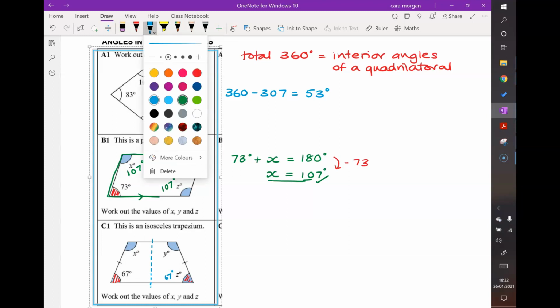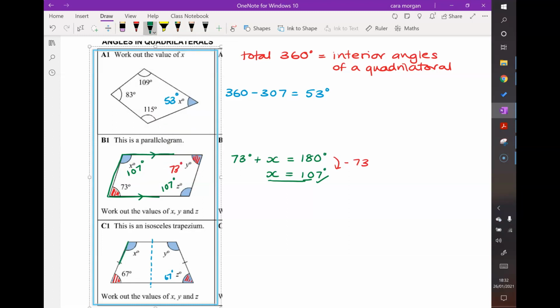There's a couple of different ways that I could work that out, but I would like to use co-interior angle knowledge because that's going to come in useful in the next topic that we're going to do as well. So I know that 67 add X is 180 degrees. So I'm going to find X by subtracting 67 from 180. And I think that's going to give me 113 degrees. I also think that's going to be the same for angle Y.